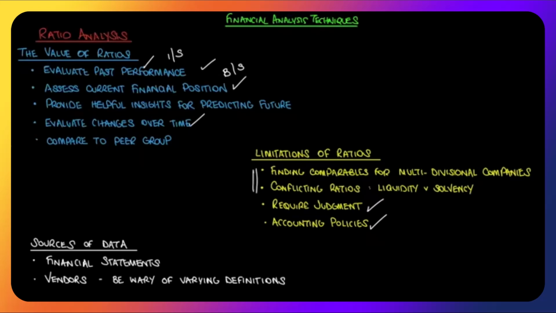Finding comparables for multi-divisional companies. When we talked about comparing to peer groups, cross-sectional analysis, what do you do if your company is in 5, 6, 7, 8, 9, 10, 15 different businesses? If so, calculating a ratio overall, so let's say a net profit margin for all 15 lines, is probably going to be fairly meaningless. You may have some very low margin businesses and some very high.